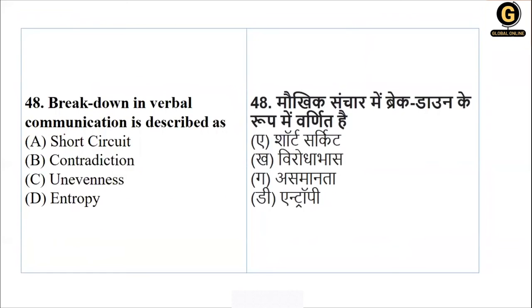Breakdown in verbal communication is described as breakdown. What does breakdown call us? Short circuit, no. Contradiction, no. Unevenness, no. Breakdown is called entropy. Now this is nothing but lack of order in communication. That is called breakdown. So here your right option is option number D.